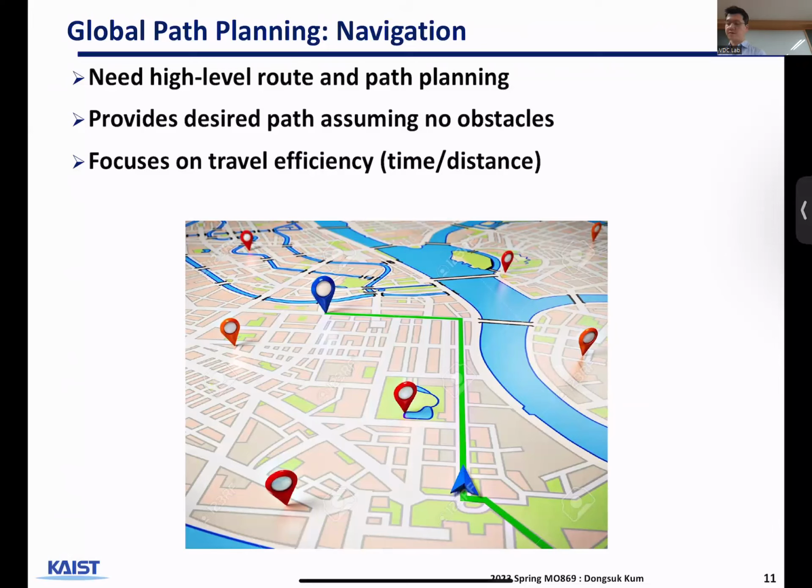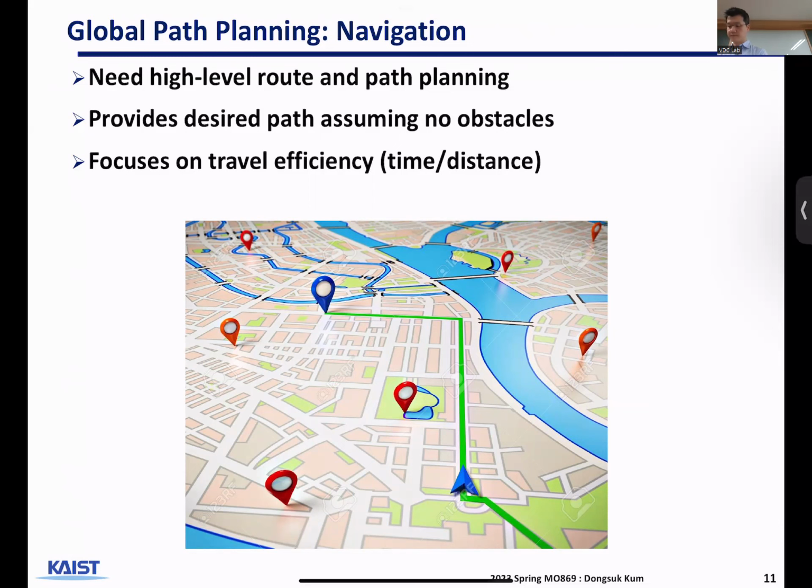And the task is basically finding the global path, getting from point A to point B, origin to destination. We need to find high-level routes, and the solution should provide a desired path, assuming there are no obstacles. Global path planning focuses on travel efficiency, okay? Meaning we want to minimize or optimize time and distance.